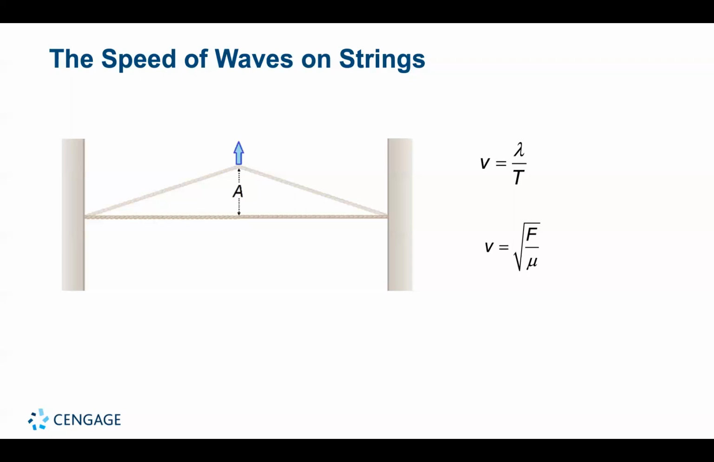According to our equation, the propagation speed of a mechanical wave, such as a wave on a string, depends only on the properties of the string through which the disturbance travels. It doesn't depend on the amplitude of the vibration. So we can increase the speed of a wave on a stretched string by increasing the tension on the string. Increasing the mass per unit length, on the other hand, decreases the wave speed.